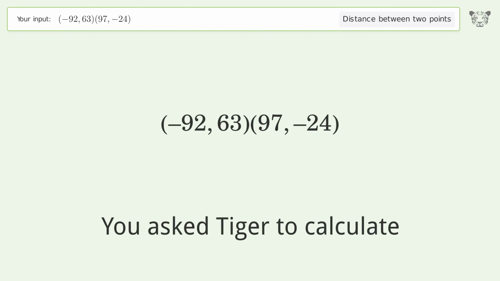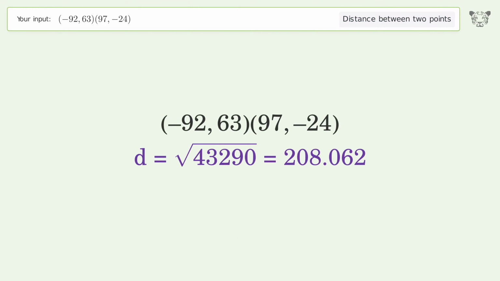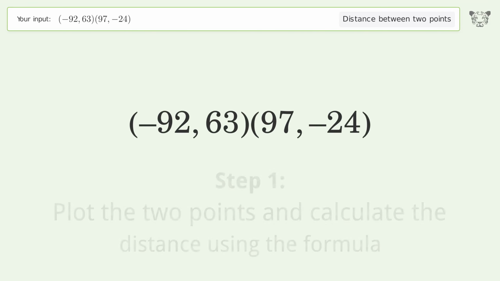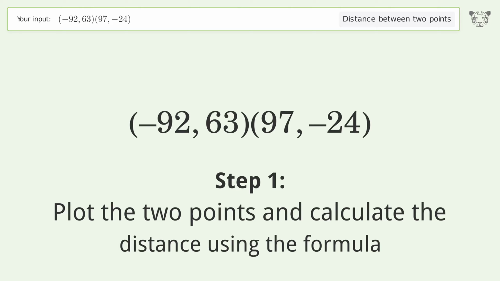You ask Tiger to calculate. This deals with the distance between 2 points. The distance between the 2 points is the square root of 43,290, or 208.062. Let's solve it step by step. Plot the 2 points and calculate the distance using the formula.